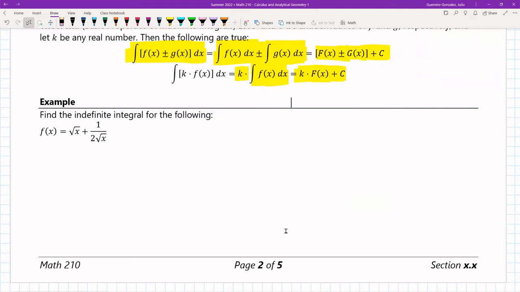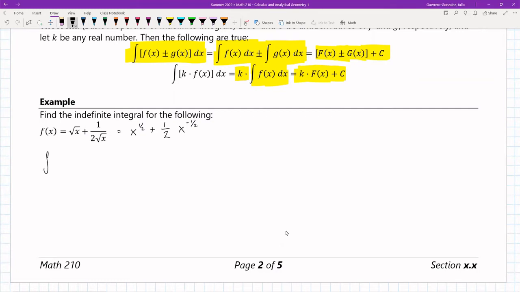Okay, so the first thing I'm going to do, and there's no shame in doing this, I'm going to rewrite it so I can get something a little nicer to integrate. So instead of having the square root of x, I'm going to do x to the 1/2 plus 1/2 x to the minus 1/2. This is some pre-calc stuff. If you can't recall your pre-calc, go back to your notes. Okay. So now I'm going to find the indefinite integral.